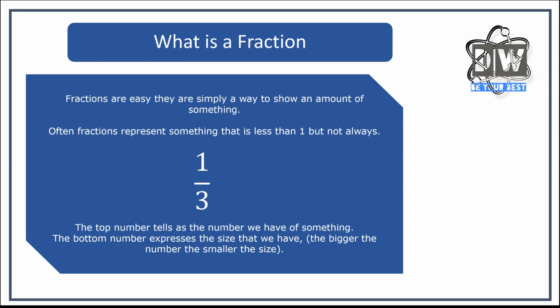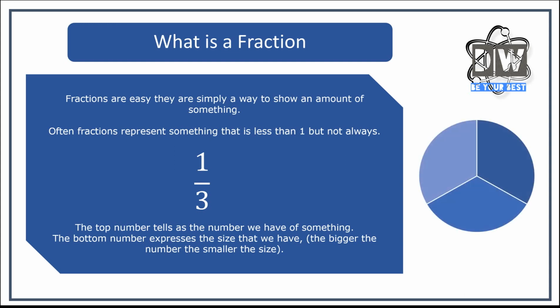We've got 1/3 here. The top number tells us how much we have of something. The bottom number expresses the size that we have. The bigger the number on the bottom, the smaller the size. Example of that is we've got 1/3 here, so we're going to have that slice of pizza there. We might be sharing this pizza with someone else, but let's not worry about that.